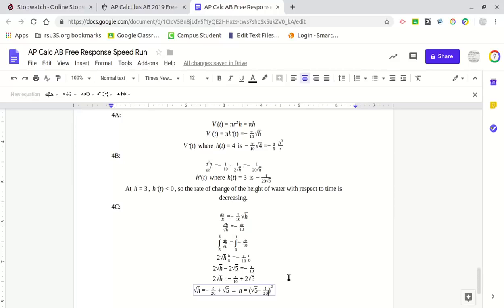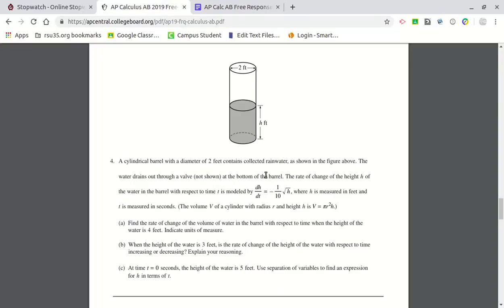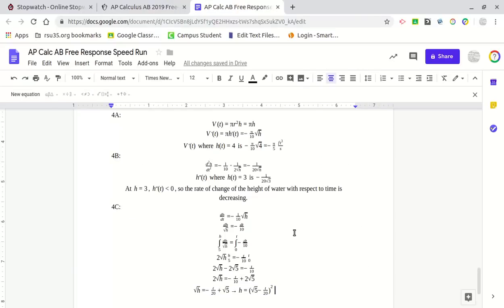So if I take the derivative of that, negative 1 over 20 times, by chain rule, 2 times square root 5 minus t over 20. So that satisfies the differential equation. So my answer is correct. And then at 0, the height of the water is 5 feet. Good.